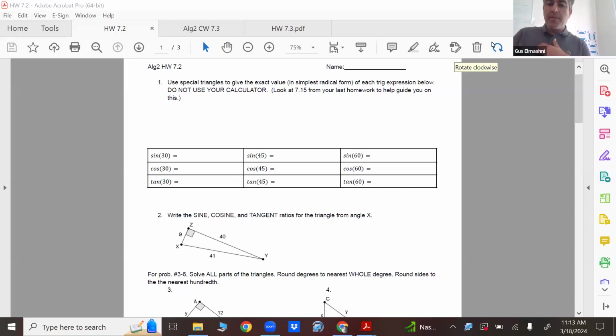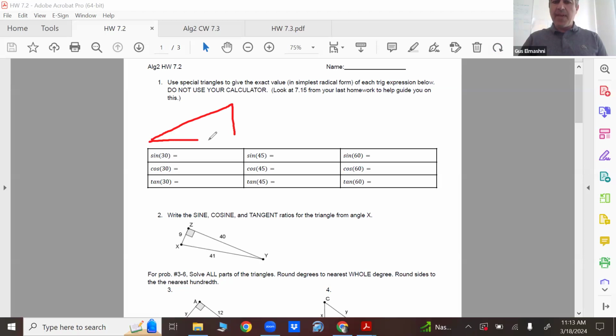Okay, so to do number one, the best thing to do is to know the 30-60-90 ratio as well as the 45-45-90 ratio. Yes, it's a bit of memorization, but you can actually derive it if you forget or if you just freeze up on a test or a quiz.